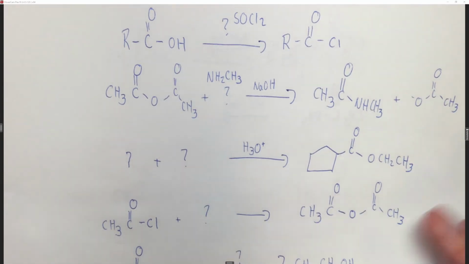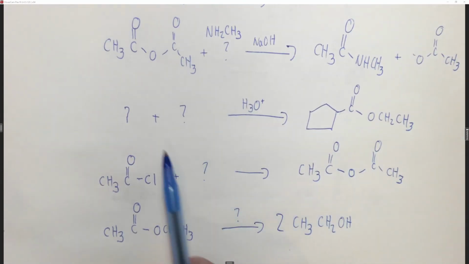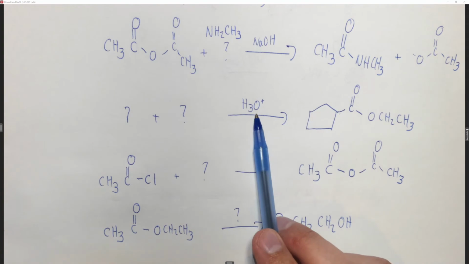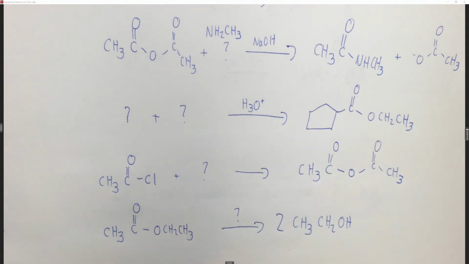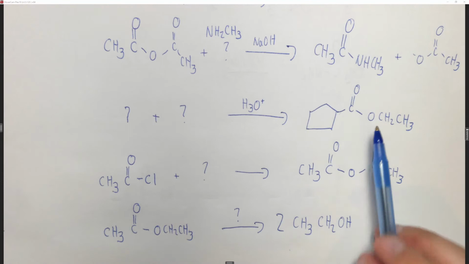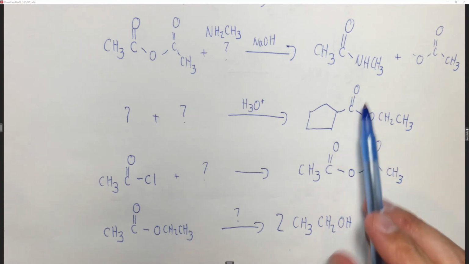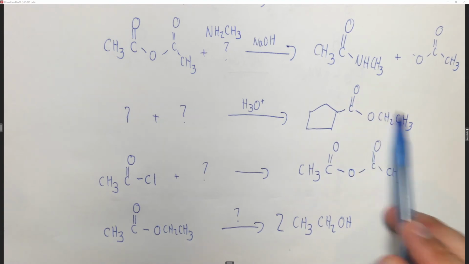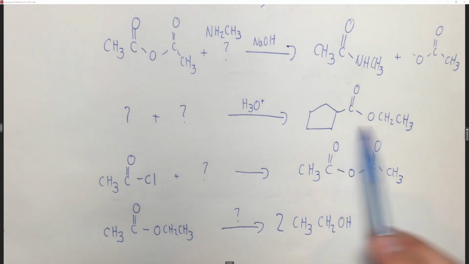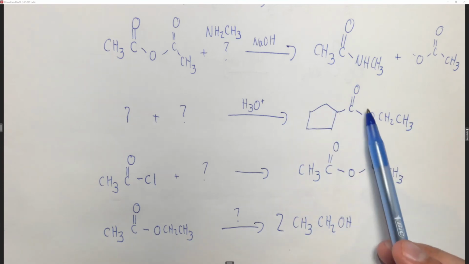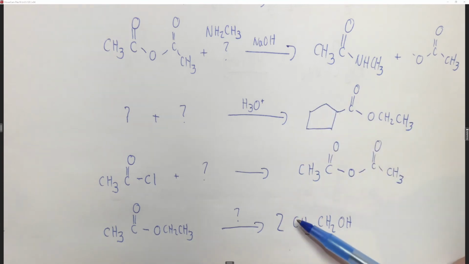Next one, we have something plus something yields H3O+ and this molecule here. Well, what we need to decide is, what is the functional group of this molecule? We have C=O-OR. This is an ester. So we have an ester here. This is a Fischer esterification.